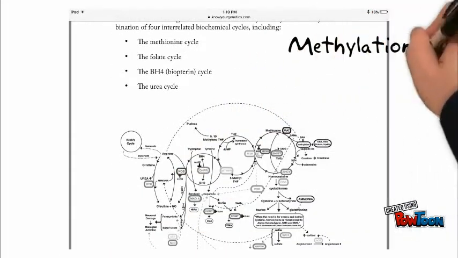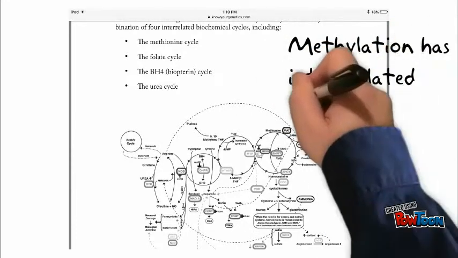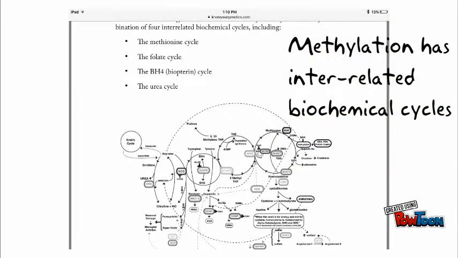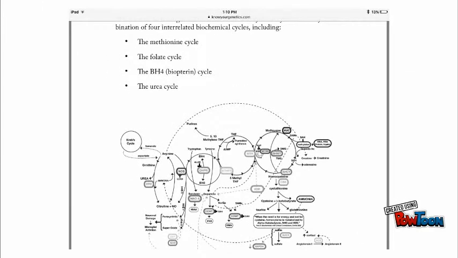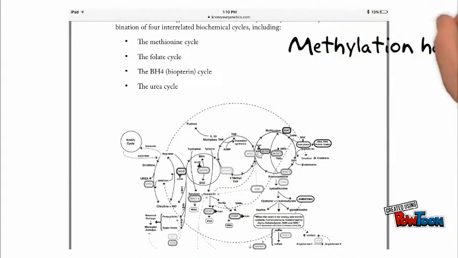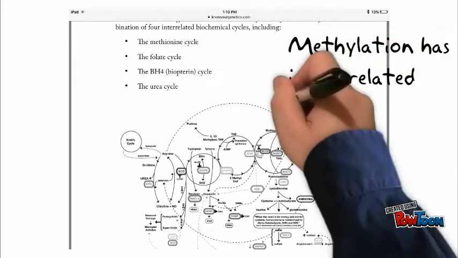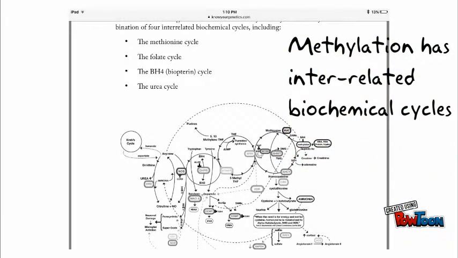So, to understand the methylation pathway, you need to understand that there are four interconnected cycles. One is the methionine cycle, the other is the folate cycle, the third is the biopterin cycle, and the last one is the urea cycle.